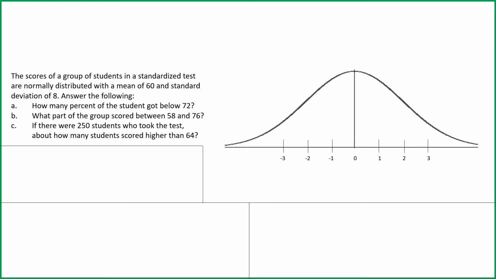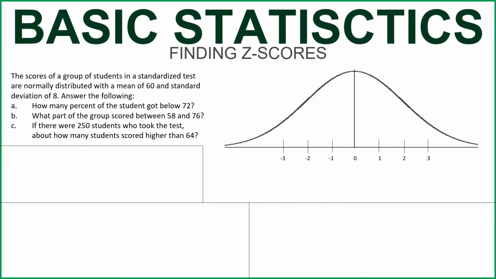So, let us move to the second example, which is: the scores of a group of students in a standardized test are normally distributed with a mean of 60 and standard deviation of 8. Answer the following. Letter A, how many percent of the students got below 72? Letter B, what part of the group scored between 58 and 76? Letter C, if there were 250 students who took the test, about how many students scored higher than 64? So, the first step we should do is to get the z-score.